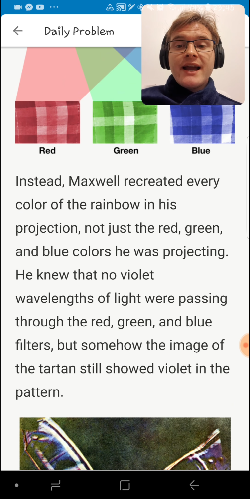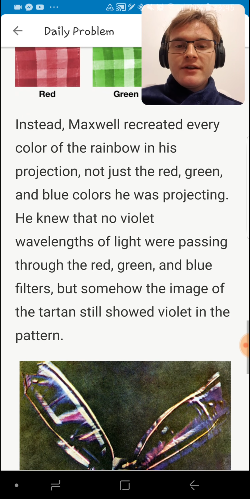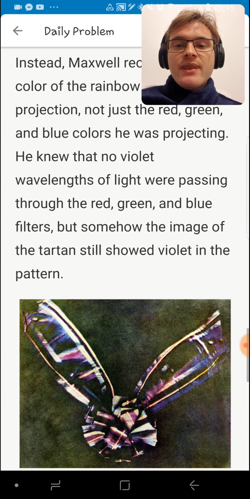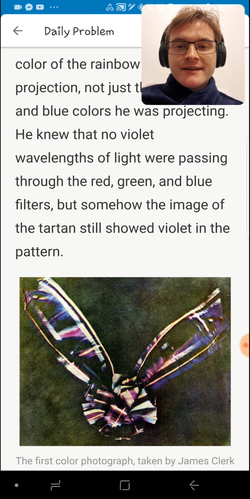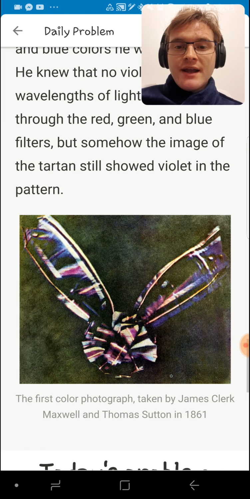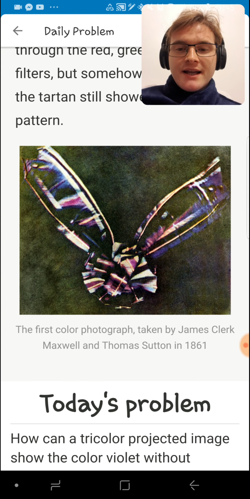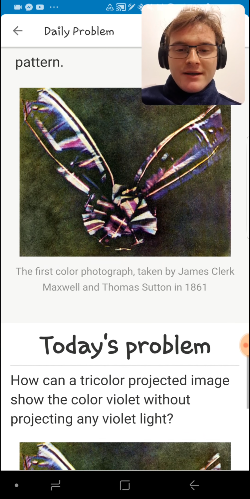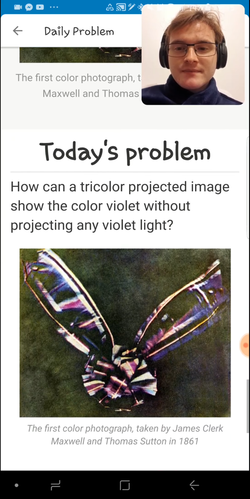Instead, Maxwell recreated every colour of the rainbow in his projection, not just the red, green and blue colours he was projecting. He knew that no violet wavelengths of light were passing through the red, green and blue filters, but somehow the image of the tartan still showed a violet in the pattern. And there we have an example of what he first produced back in 1861, along with Thomas Sutton.